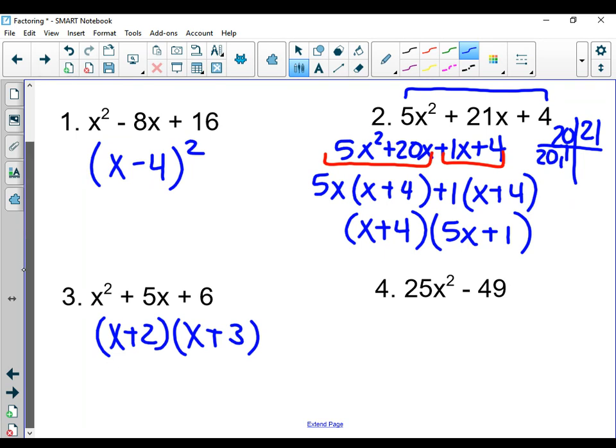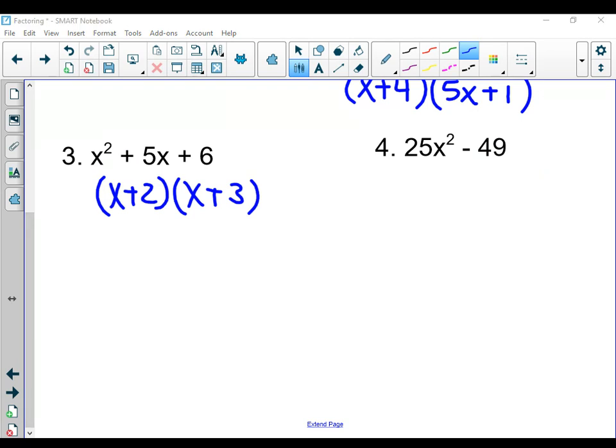Now, number 4, I am showing you this problem because you can still solve it the same way we've been doing every single problem. But there's a shortcut on the next slide, okay? So, what is missing on this problem? B. So, I could put 0x in there if I want to. If I was solving, I would have moved 49 over, divided by 25, taken the square root, plus or minus 7/5, okay? But since I'm factoring, I can't do that.